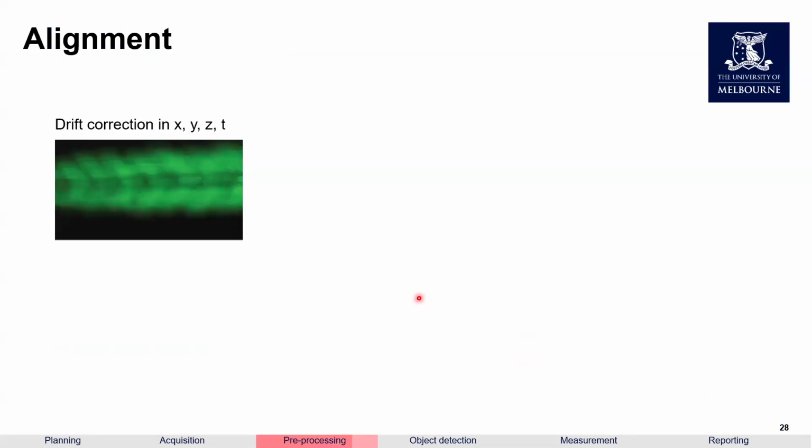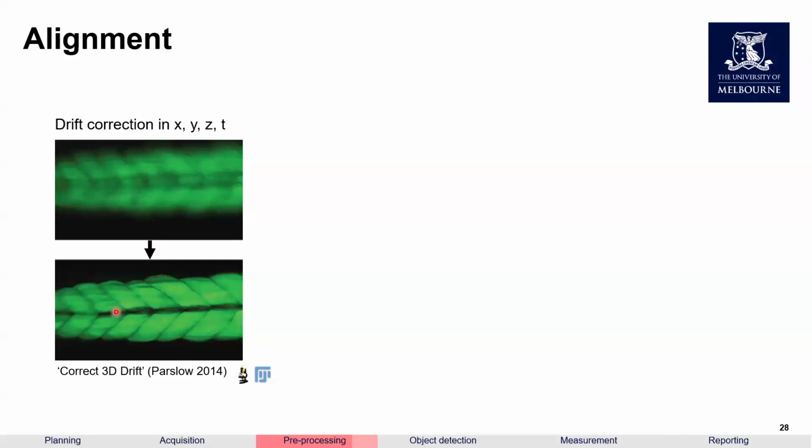Another artifact is image misalignment. This misalignment can happen in multidimensional data. It can be in X, Y, or Z, or over time, mainly from the drifting of the stage or sample movement, as you can see in this example. This drift can be corrected with different types of plugins before any detection or measurements.